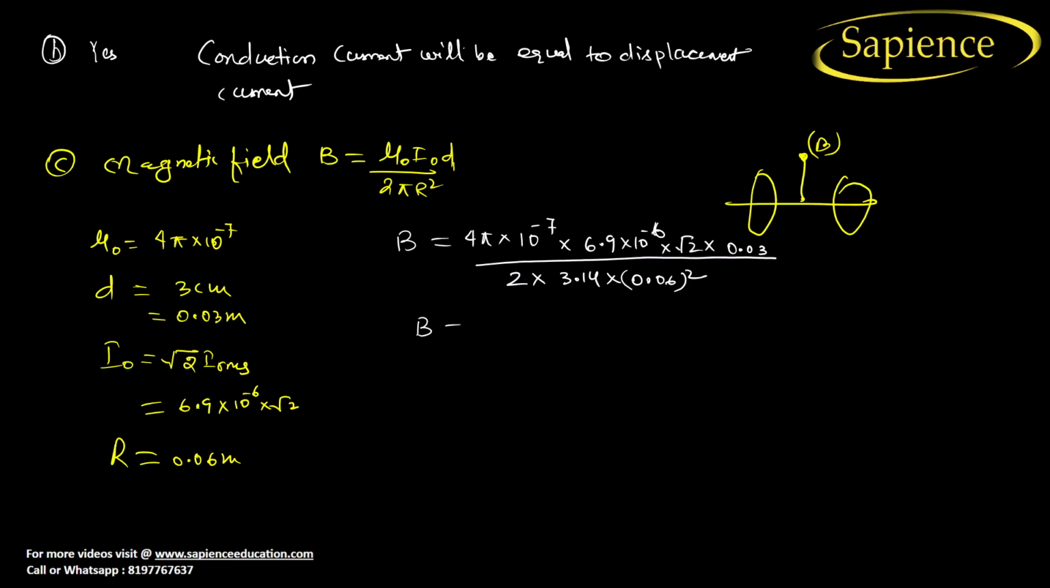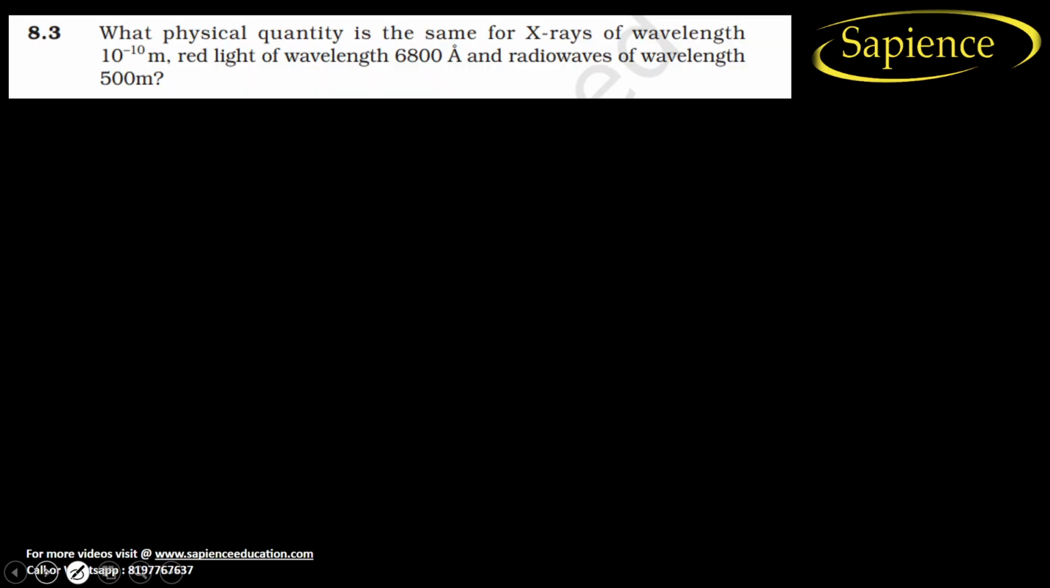Now we will calculate this one. If you want to calculate it on your own, just pause the video so that you can calculate it. So you will get 1.63 into 10 to the power minus 11 Tesla. So this is the final result for this one. I hope you have understood this one. Now let's go for the next question.